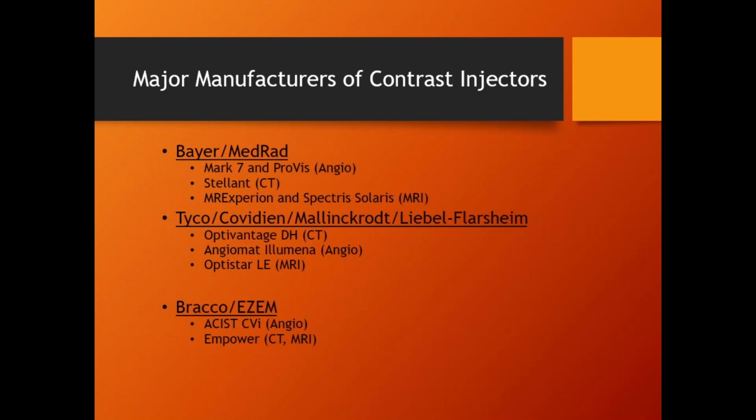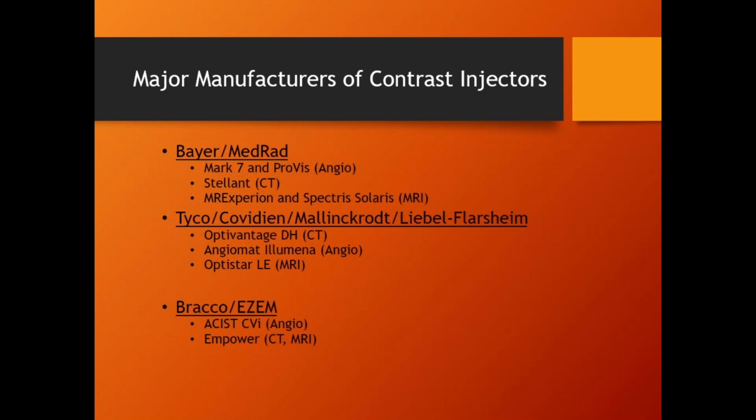And then third, but coming on strong, is Bracco EZM. They've been around a long time, but people contact me about doing contrast injector training, and up until a year ago, I would get maybe a handful of calls a year about Bracco and EZM injectors, the ACIST CVi and the Empower CT systems. Literally, I could count on one hand the number of people that would contact me in an entire year. Now I get that many calls a month, without exaggerating. Bracco has really stepped up their game in getting their contrast injectors out in the market, and they are making serious headway. Their ACIST CVi and Empower CTA are really cracking into Bayer Medrad's market share here in the U.S.